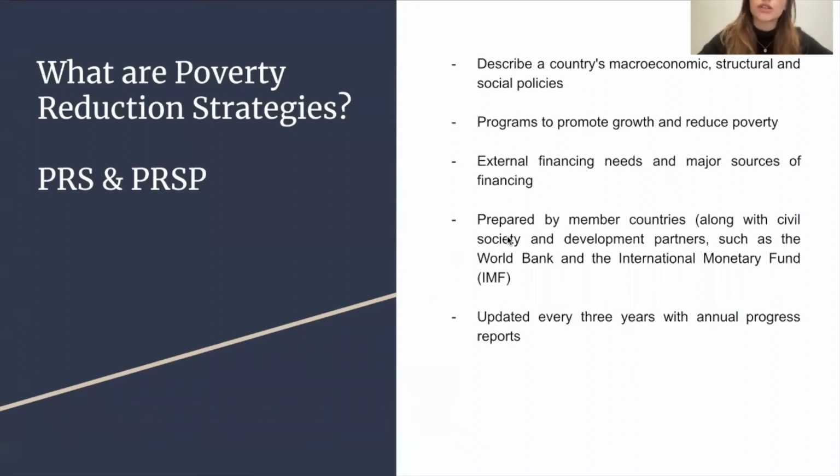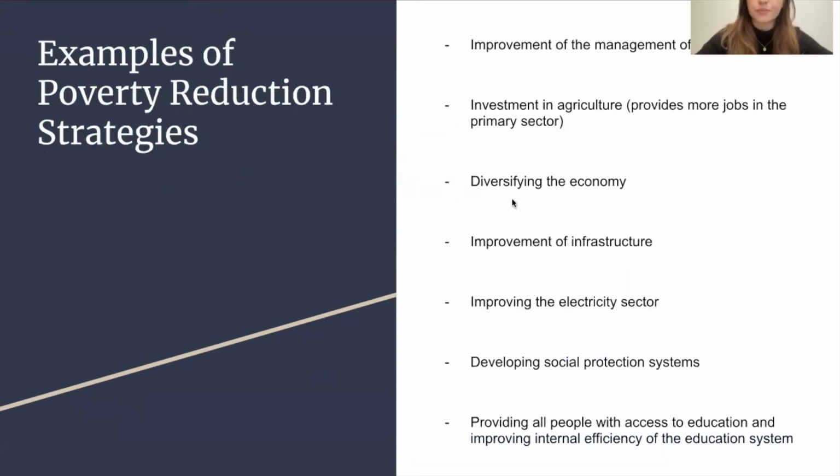Poverty reduction strategies and poverty reduction strategy papers describe a country's macroeconomic, structural, and social policies and programs to promote growth and reduce poverty, as well as associated external financing needs and major sources of financing. They are prepared by member countries along with civil society and development partners, such as the World Bank and the International Monetary Fund, and are updated every 3 years with annual progress reports.